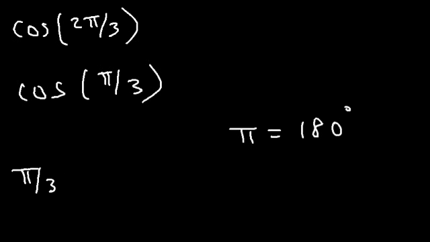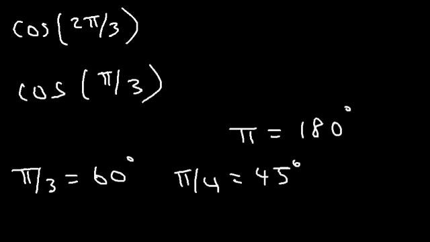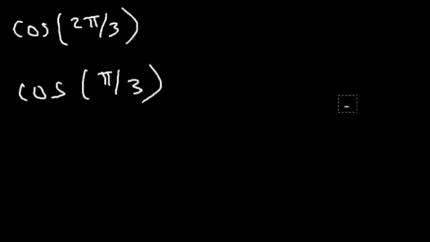So make sure you commit this to memory. Pi over 3 is 60. Pi over 4, 180 divided by 4, that's 45 degrees. And pi over 6, or 180 divided by 6, is 30 degrees. Knowing that will save you a lot of time. So we're looking for cosine pi over 3.